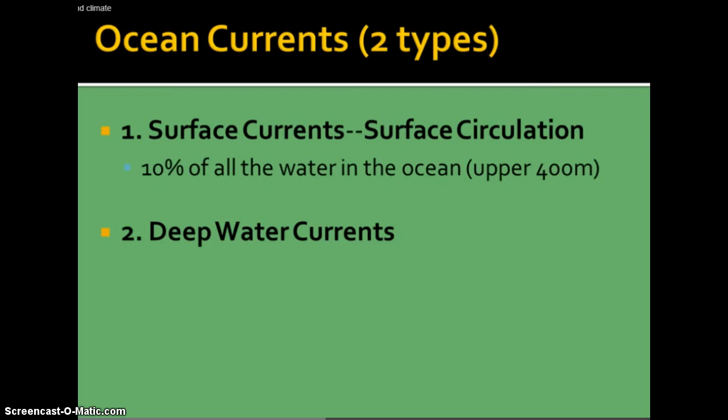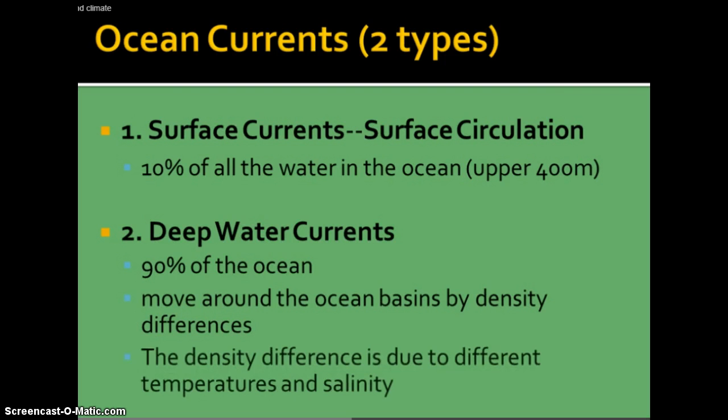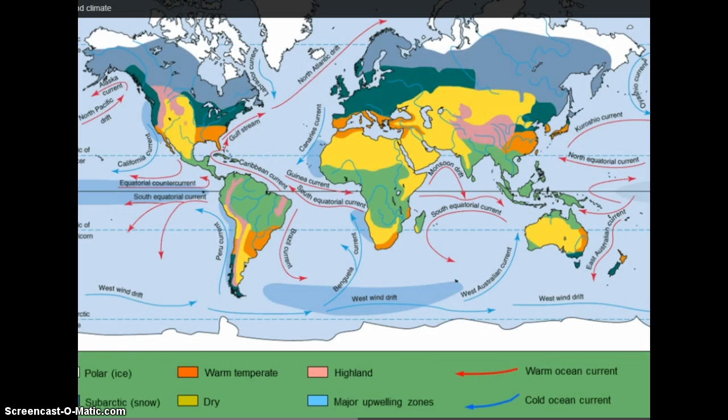So it's about 10%, just the upper 400 meters roughly of the ocean, that creates these surface currents. 90% of the ocean is part of the deep water currents in the Great Ocean Conveyor Belt, which we'll take a look at. And the deep currents are affected by differences in density. Temperature and salinity both are factors that are going to affect the density of the water.